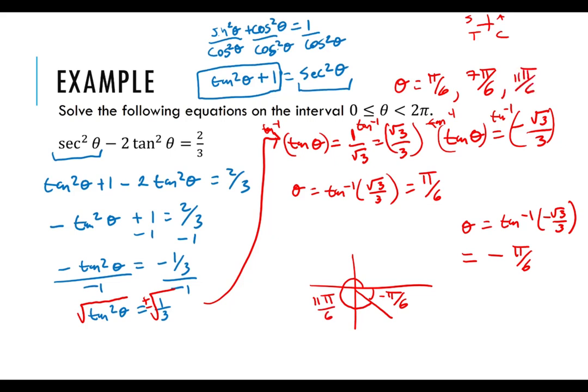But then we can also remember that because of the periodicity of tangent, I also get a distance of pi away from that. So if I subtracted pi from 11 pi sixths, 11 pi sixths minus pi, we're going to specifically get 5 pi sixths. And so my last solution here is 5 pi sixths. And so these are all of the solutions between 0 and 2 pi.